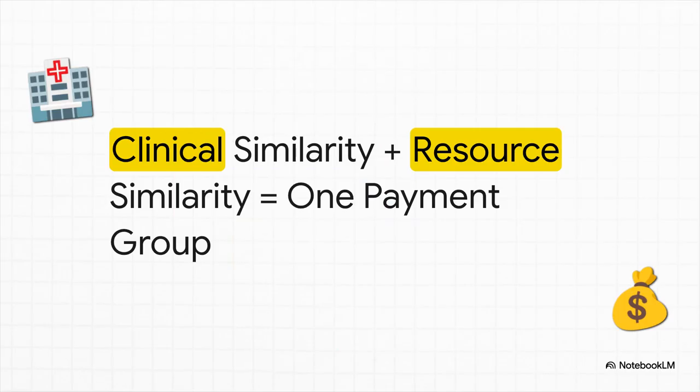The DRG system groups patients based on two main things: clinical similarity and resource similarity. So if you have patients with similar clinical characteristics, meaning similar diagnoses and procedures, and they consume a similar amount of hospital resources, things like nursing time, imaging, and lab tests, they get bundled into one single payment group. The hospital gets a fixed prospective payment for that group, and that's true whether the patient stays in the bed for 3 days or 5 days.